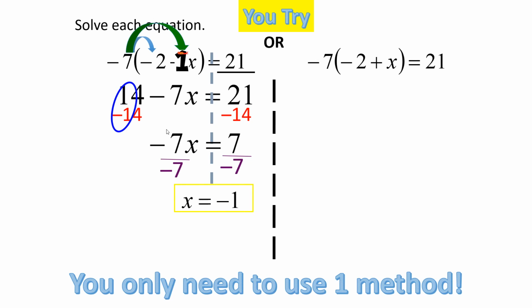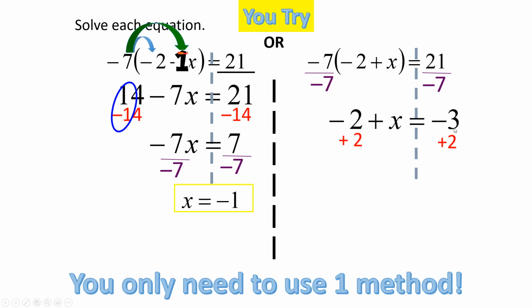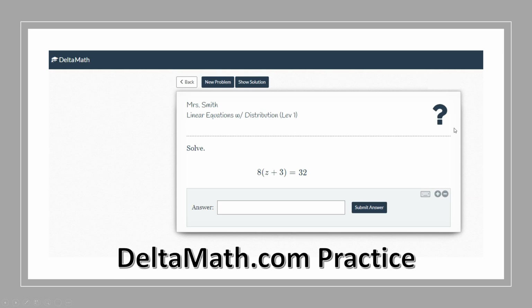If you use the other method, you would divide by negative 7 on both sides first. So this amount is all that's left on the left, and then negative 7 here is going to cause this to become a negative 3. Add 2 on both sides, and you'll still get x equals negative 1.